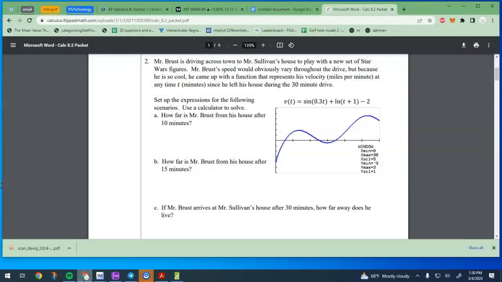I swear this name was on the last. Mr. Brust? Yeah. That's the guy that wrote it. Like this whole book. Yeah.